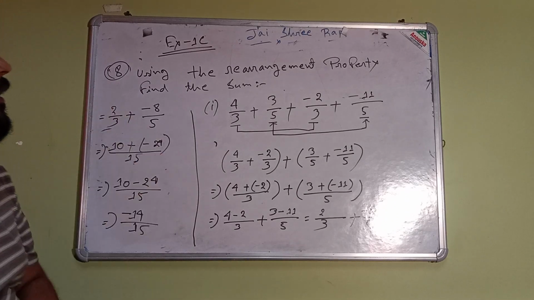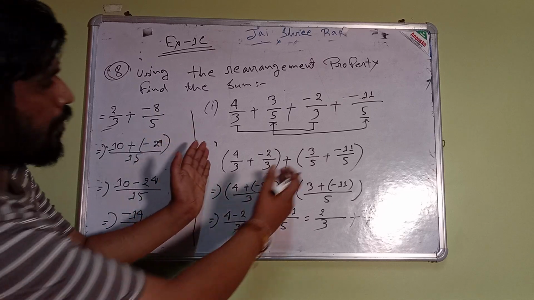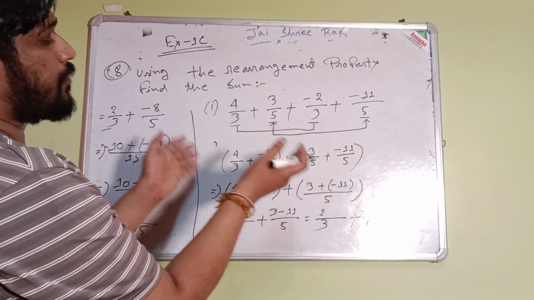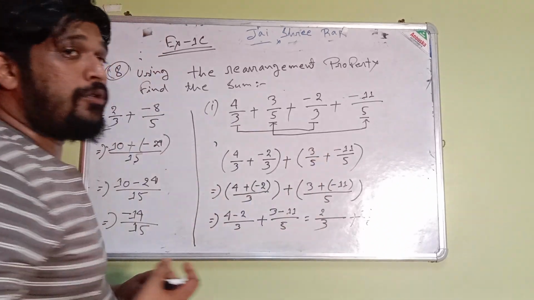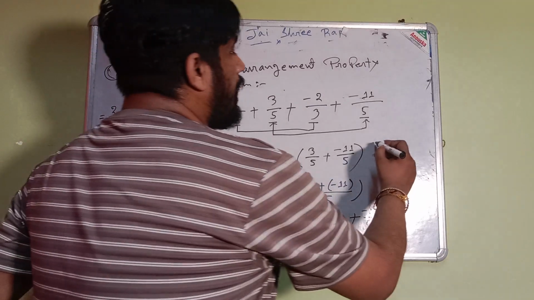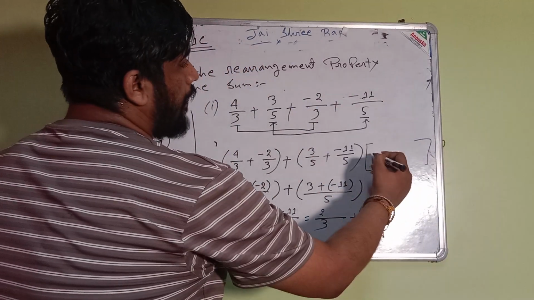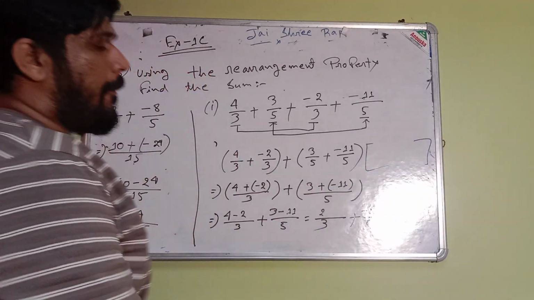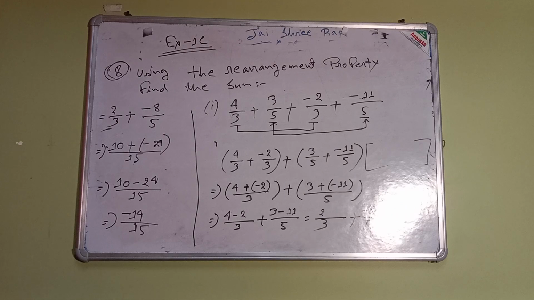So in that way, by using the associative property as well as the commutative property, we can arrange the numbers. Whenever the school asks, please write the property name also. In that case, whenever you arrange all the numbers, you can write by associative property. So that is the solution using the rearrangement property to find the sum.